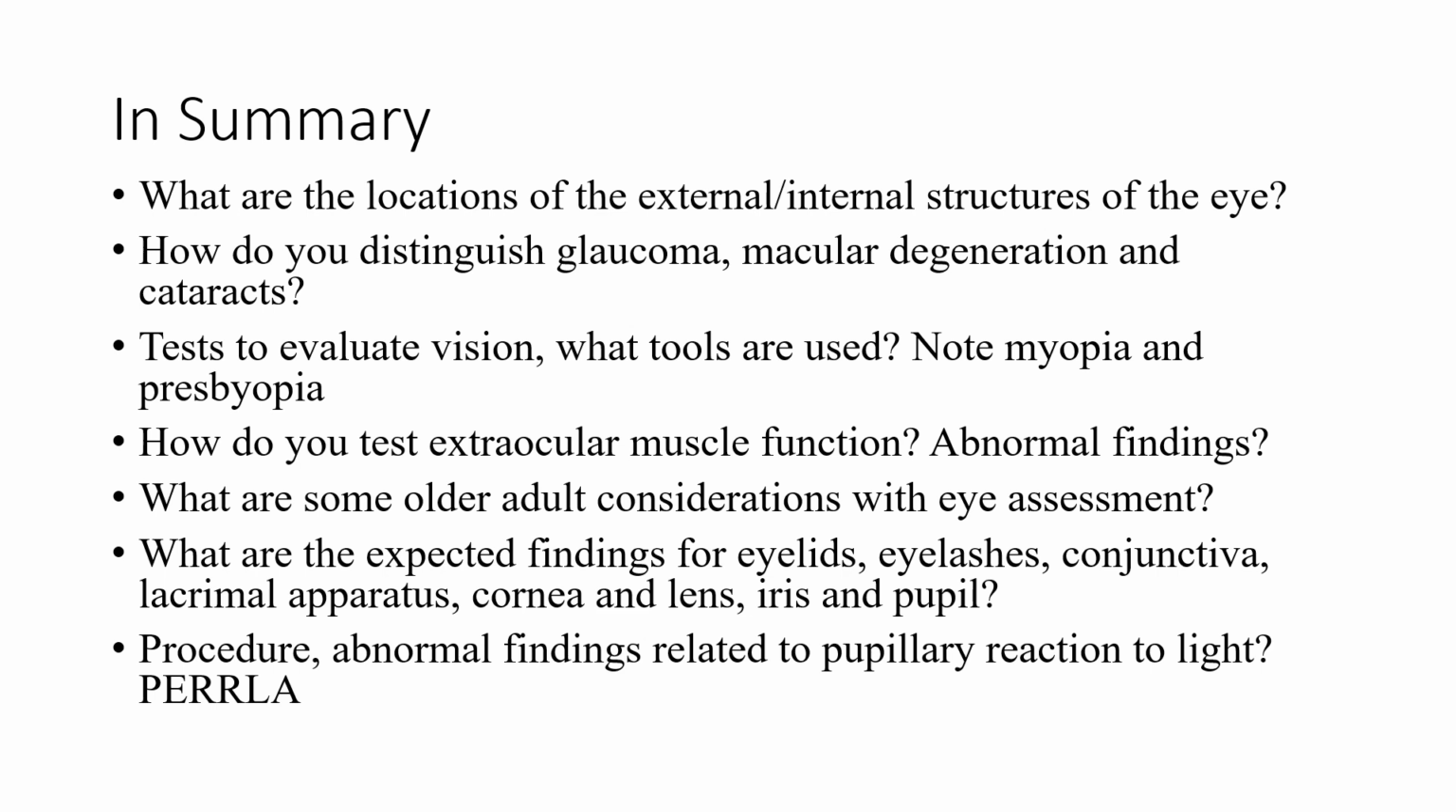So in summary, you need to know the external and internal structures of the eye. How are you distinguishing the diagnoses of glaucoma, macular degeneration, and cataracts? What are the tests to evaluate vision? How are you evaluating extraocular muscle function? And what are some older adult considerations you might want to know about? Do you know the expected findings for the structures in the eye? And what are the abnormal findings in the procedure for assessing the pupillary reaction to light?